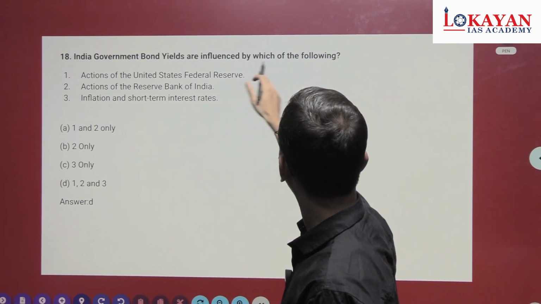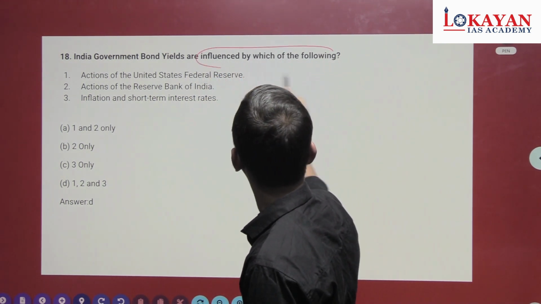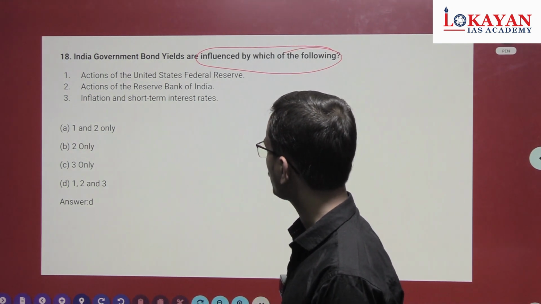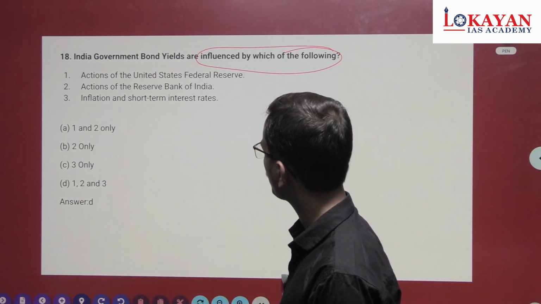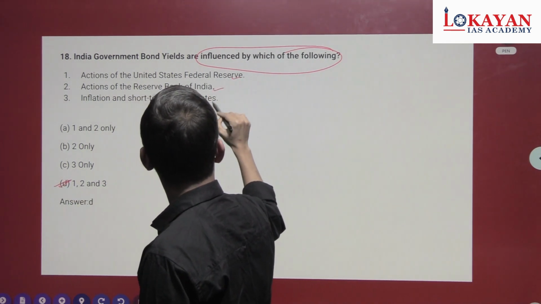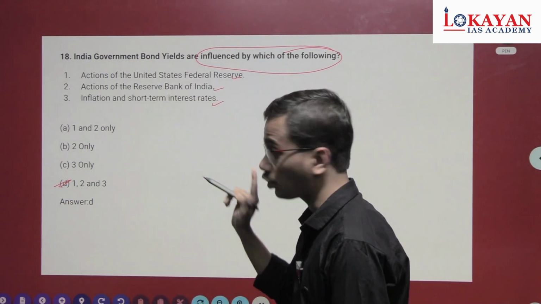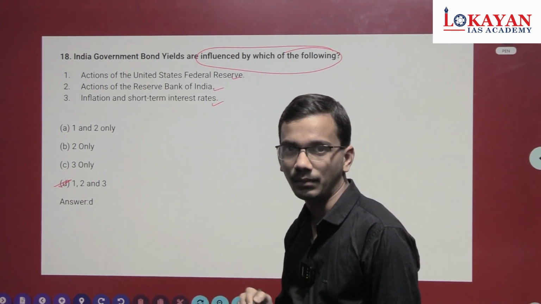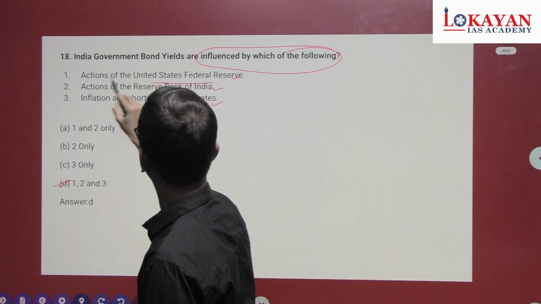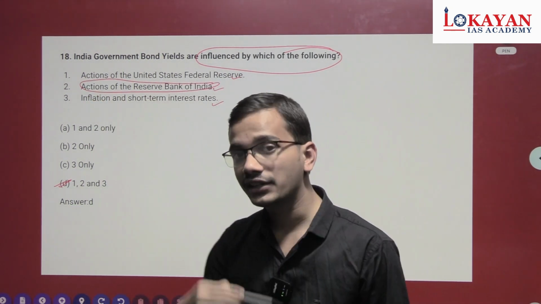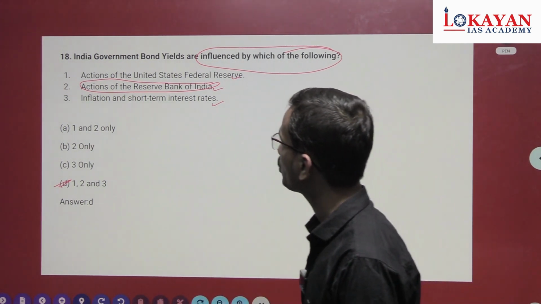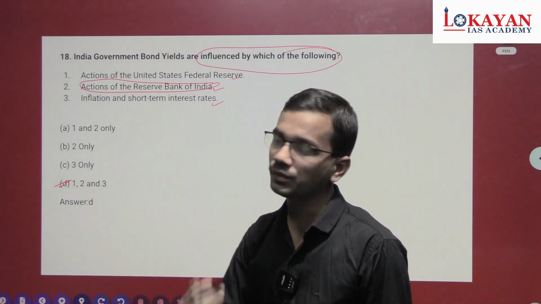Now last question. In India, government bond yields are influenced by which of the following? Actions of the United States Federal Reserve, actions of RBI, inflation and short-term interest rates. All are correct. We have solved this question in our earlier lecture, but as I said in that lecture, we will discuss this option in detail in our lecture on monetary policy. So let's discuss how actions of the Reserve Bank of India influence bond yields.